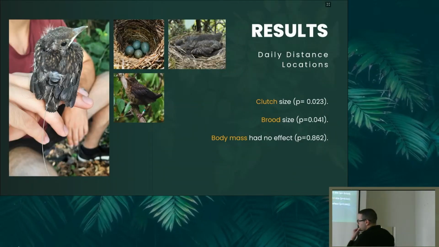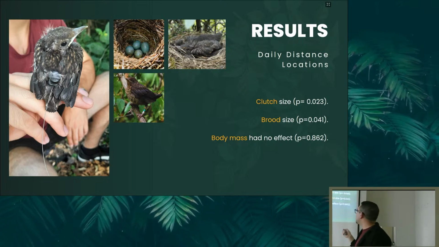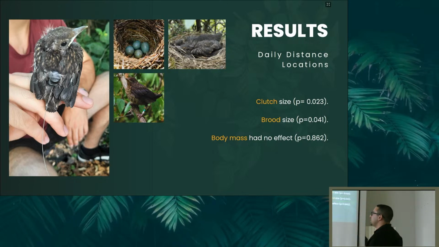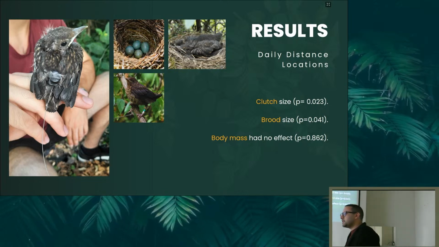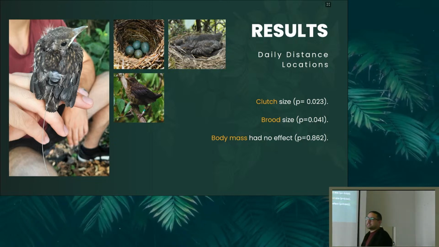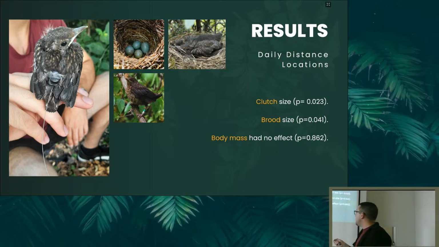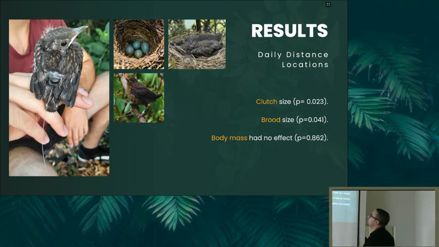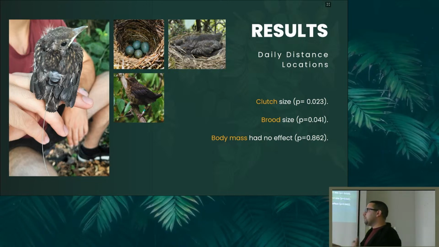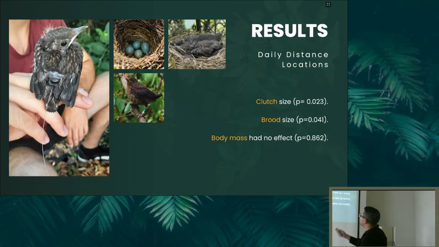And the other factors that we also analyzed, we could find that clutch and brood size also show a significant effect on their movements in this period, which basically translates into those fledglings coming from broods and clutches of increased number traveling longer distances in the post-fledgling period. And to my surprise, body mass did not show any effect. I'm saying to my surprise because in our data set across the 36 chicks, there was some variation in body mass, but yeah, we couldn't find a strong effect.